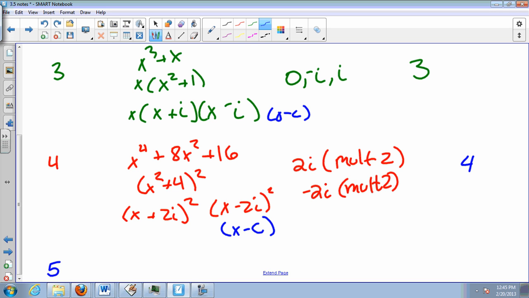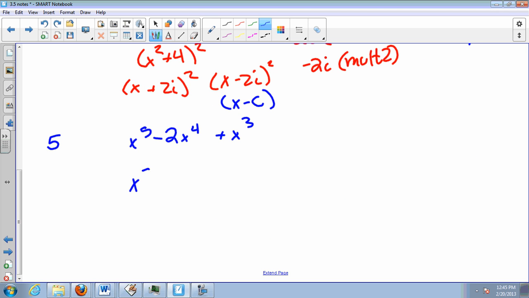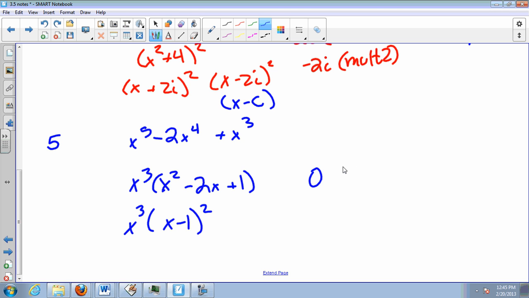A 5th degree polynomial could be such that x to the 5th minus 2x to the 4th plus x cubed. Factor out an x cubed, and it goes x squared minus 2x plus 1. And this can factor down into (x minus 1) squared. So we get zeros of 0 with a multiplicity of 3, and 1 with a multiplicity of 2. We have a total of 5 zeros.